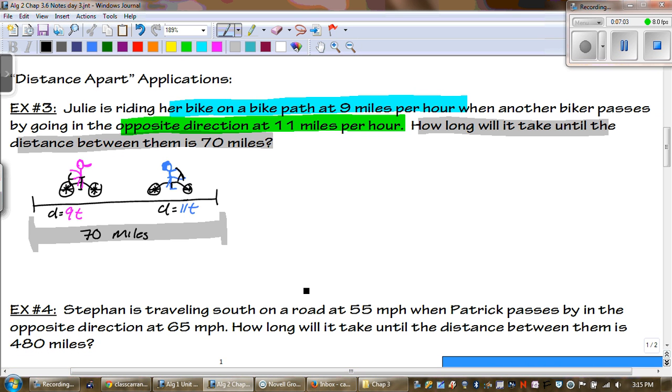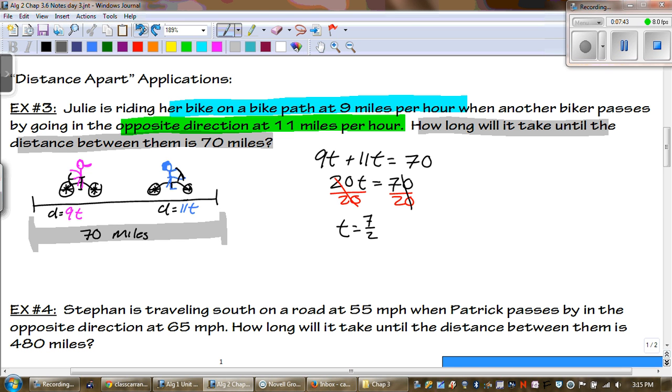Okay? So combine those two equations, the 9t plus 11t, that combined is going to give you 70. That's their distance. Okay? So when you combine your like terms, we get 20t equals 70. To solve for t, we have to divide by 20. And we get t equals, well, 7 over 2. We got to show our work for that.